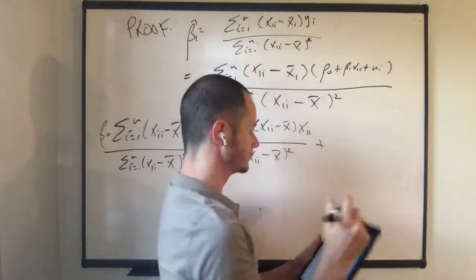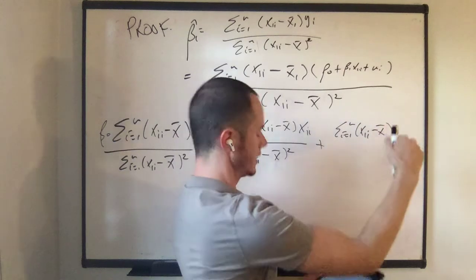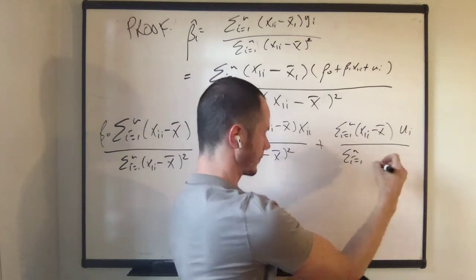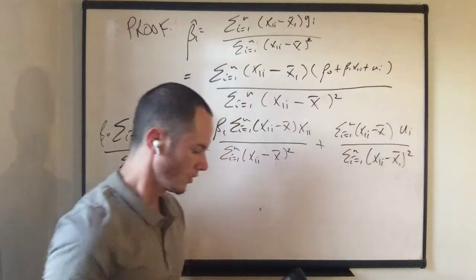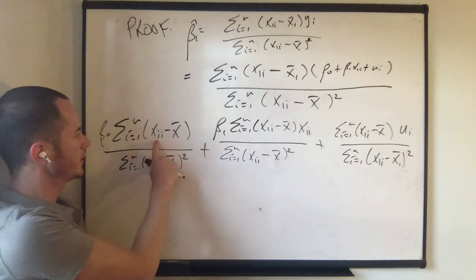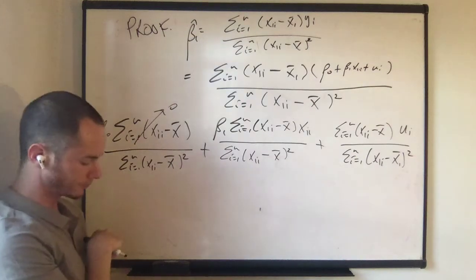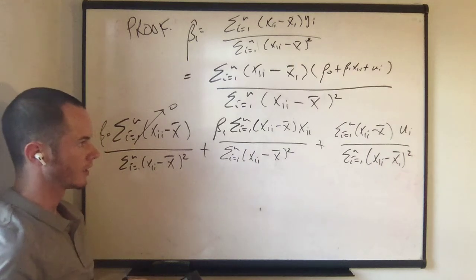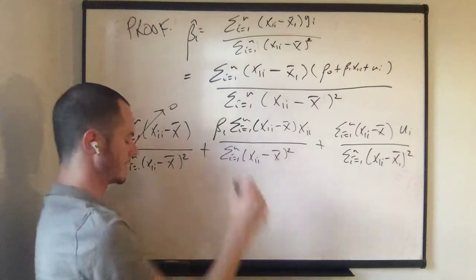Lastly, we have the sum from i equals 1 to n of (x1i minus x bar) times ui, all over the sum from i equals 1 to n of (x1i minus x1 bar) squared. All right, now we're going to make a simplification. The sum from i equals 1 to n of x1i minus x bar, that is 0. So this term is going to fall out. That term is going to fall out. So we're going to be left with the two terms. And I want to spend a minute focusing on these two terms here, or really just this numerator.